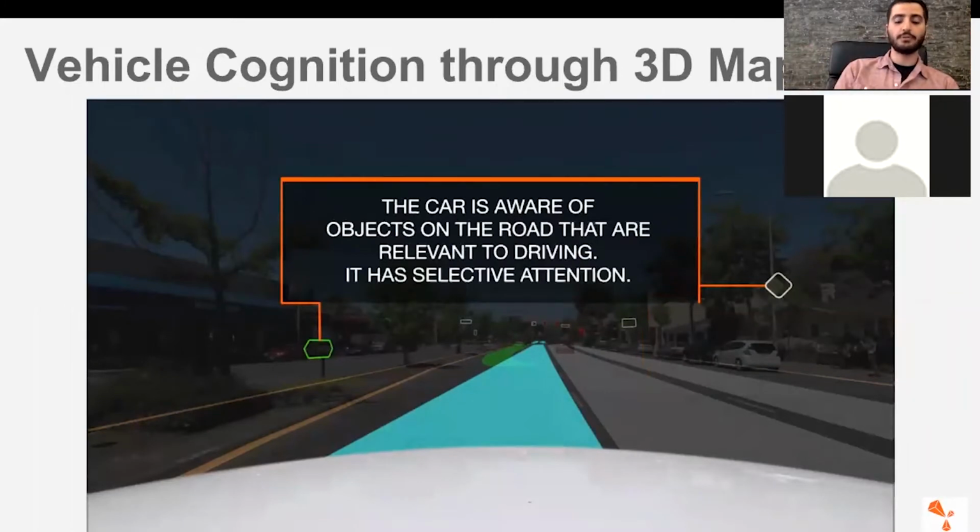Like we've been showing with the signals, we can do the same thing with signs, and we can give the car selective attention. And also, since we know the classification of each one of the signs, we can tell the car which ones are safe to ignore right now and which ones are more important.